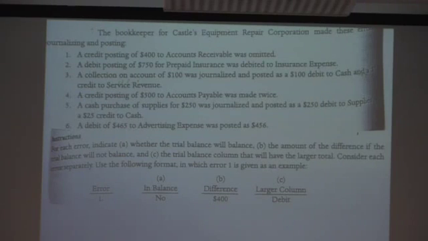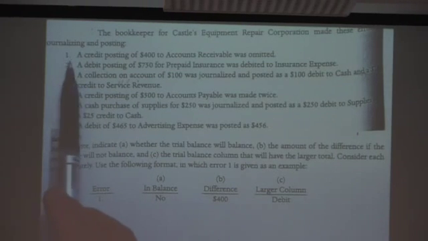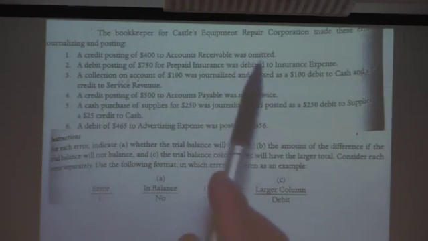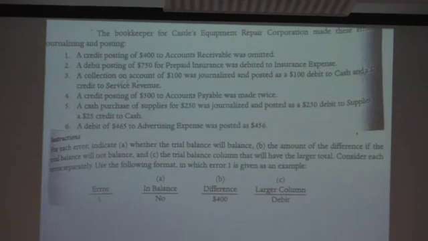If you think about what the error is, they missed crediting the accounts receivable. But it doesn't say that the debit side of the entry was omitted. Only the credit side of the entry is omitted. So they forgot to credit accounts receivable essentially for $400.